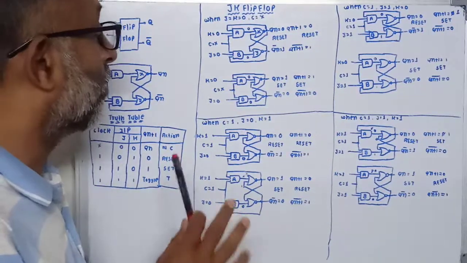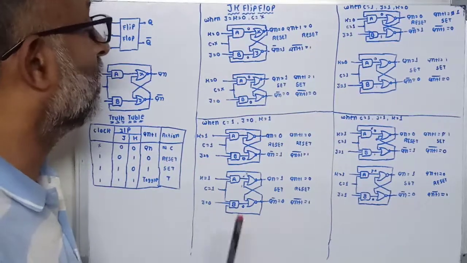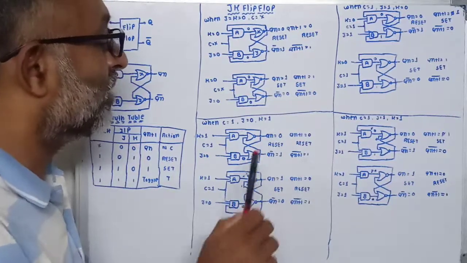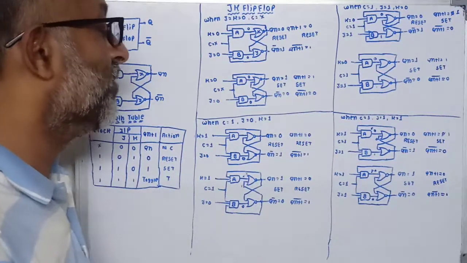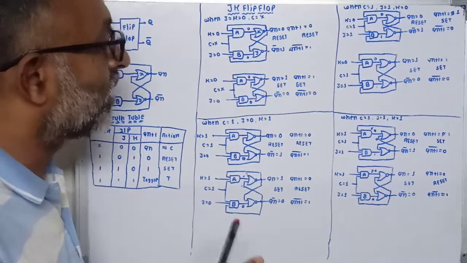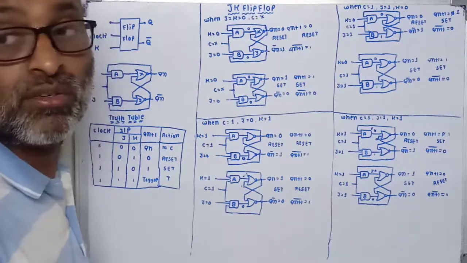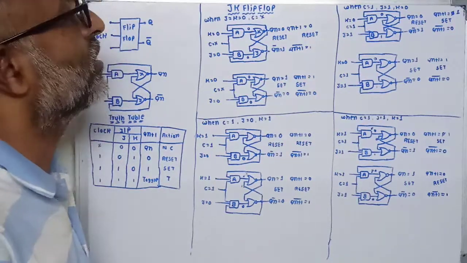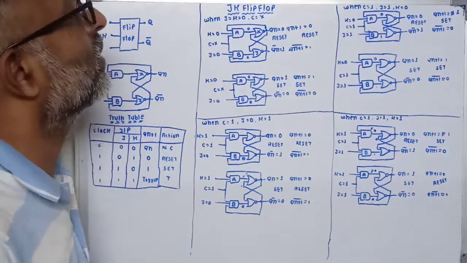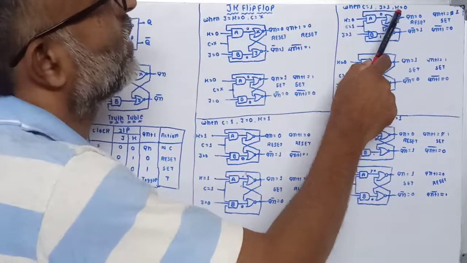So here when clock is equal to 1, J is equal to 0 and K is equal to 1, at that time our flip-flop remains in reset condition. So if it is reset, then it remains in reset condition. But if it is set, then it goes into reset condition, or it moves from set condition to reset condition.